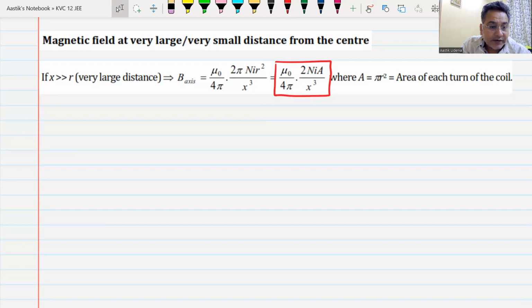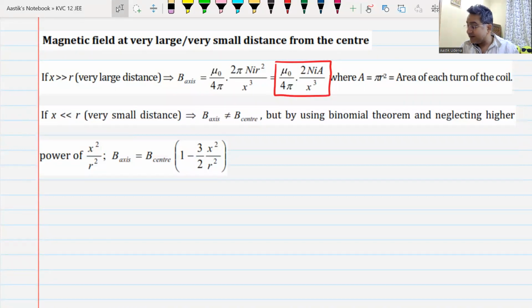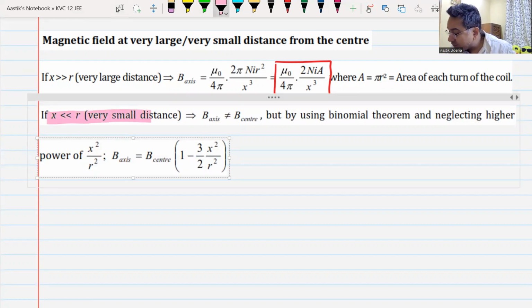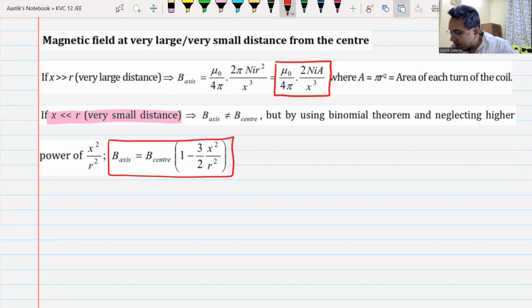What will be the answer when the point is very close? You may be tempted to say the answer, sir, it would be same as the magnetic field at the center. It is not. It is this, because then we have to use the binomial expansion. Do we understand this? So remember, when the distance is very, very small, the formula takes this shape. I'll give you 2 minutes to note it down.